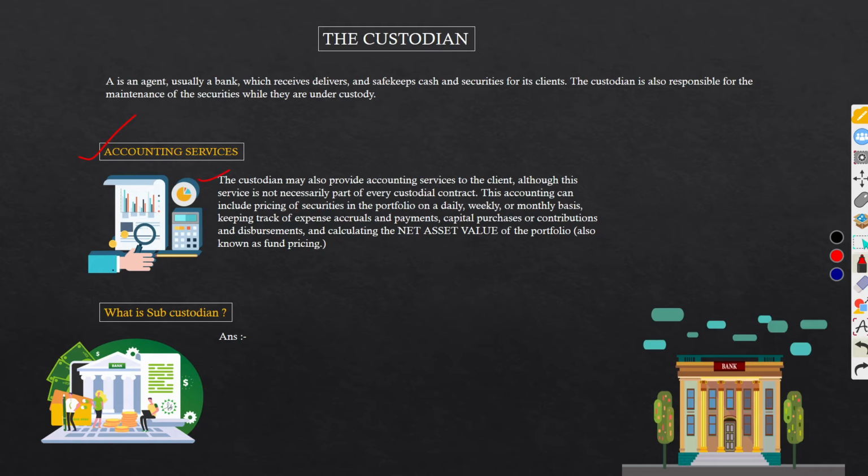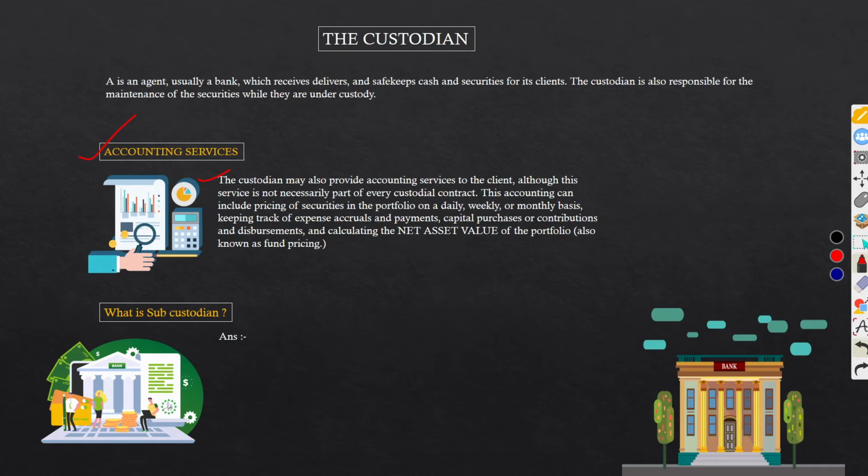Although this service is not necessarily part of every custodial contract, this accounting can include pricing of securities in the portfolio on a daily, weekly, or monthly basis, or keeping track of expenses, accruals and payments, capital purchases or contributions, and even disbursements, and also calculating the net asset value of the client's portfolio.